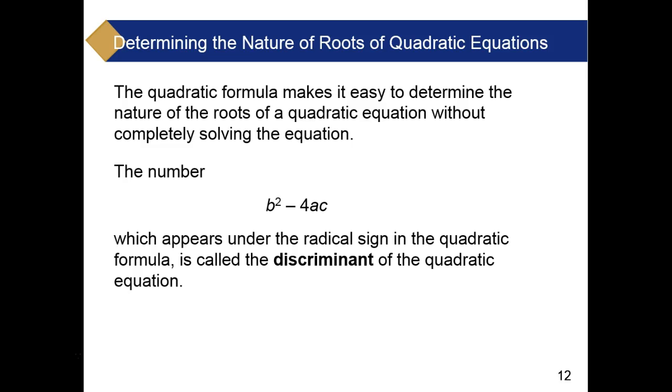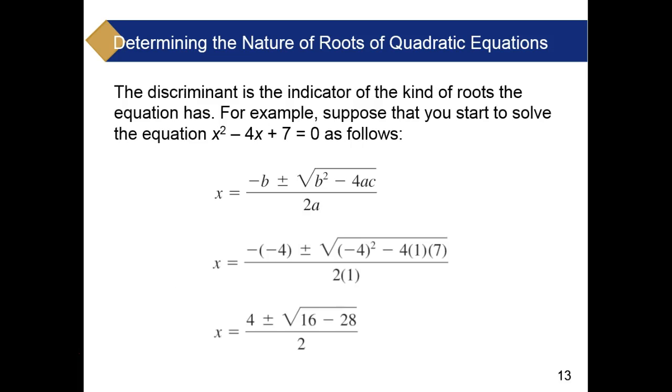Okay? That radical is going to be, most of the time, what introduces either radical answers, in other words, irrational numbers, or complex numbers, because it's what's going on in there that appears under the radical sign is called the discriminant, because that discriminates what kind of answer you're going to get. Okay? And here's how it does so. The discriminant is the indicator of the kind of roots the equation has.